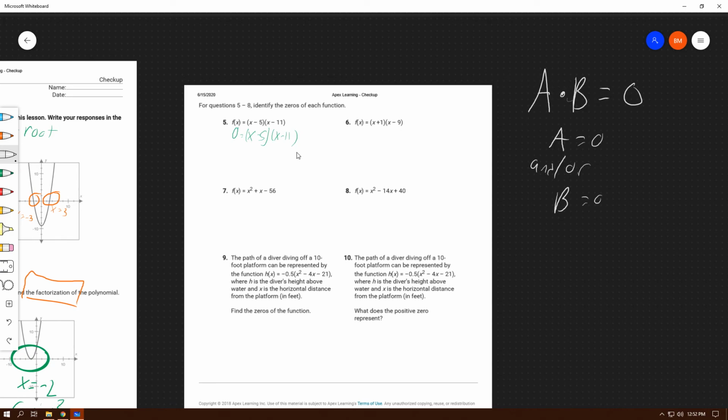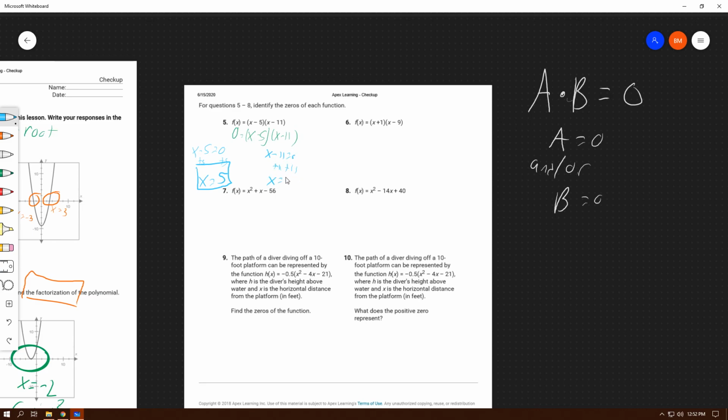So only one of these pieces needs to be 0. Well, if I expand, this is essentially what we have over here. X minus 5 times x minus 11. So what I need to do is set x minus 5 equal to 0. Add 5, add 5. I have x equals 5. Do the same thing with the 11.